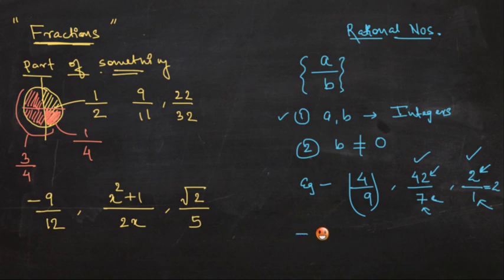Let's say that I have negative 5 upon 7. Will this be a rational number? Well, in the numerator we have negative 5, which is an integer. The denominator is positive 7, which is also an integer and not equal to 0. Hence, this would be a rational number. Now let's say that we have 4 upon 0. Will this be a rational number? Let's see. This is an integer, this is also an integer. So the first condition is satisfied, but the denominator should not be equal to 0. Hence, this is not a rational number.